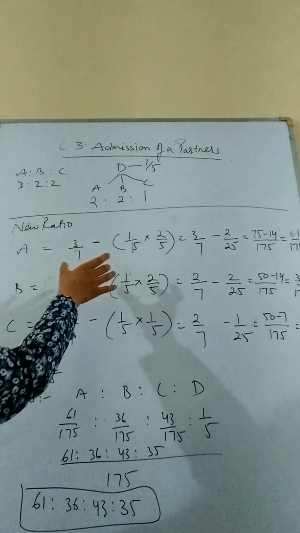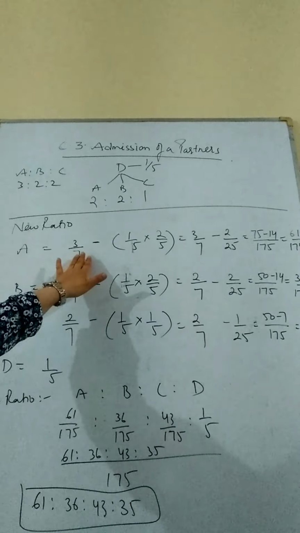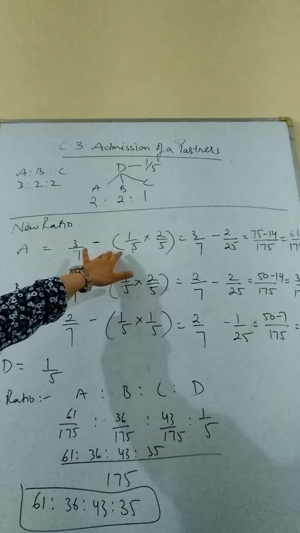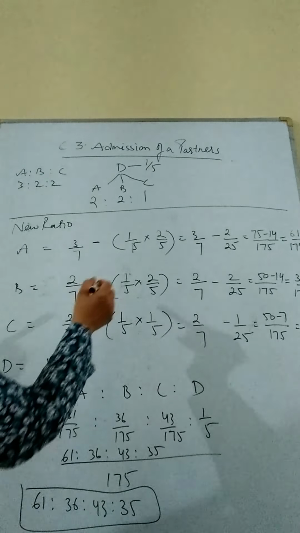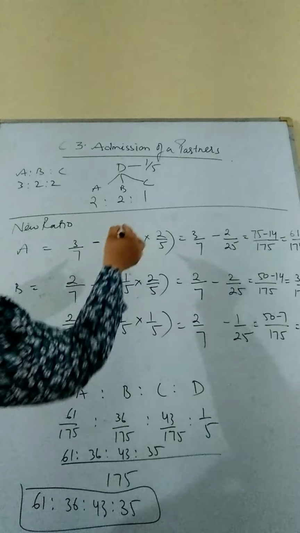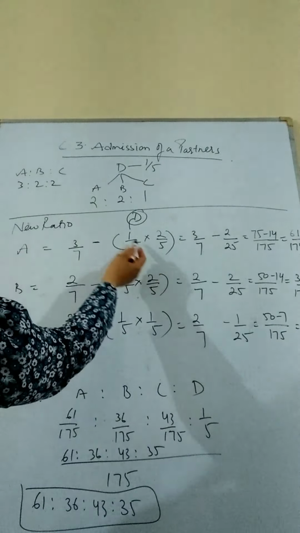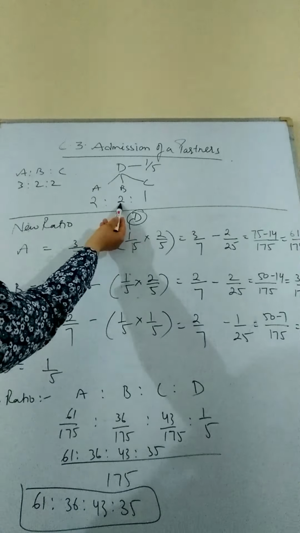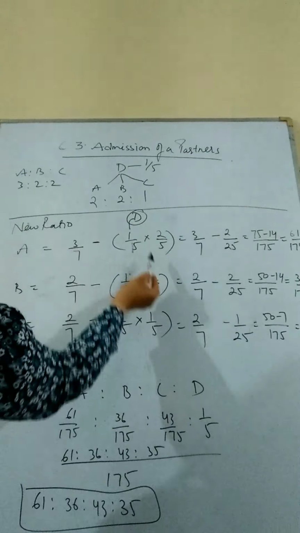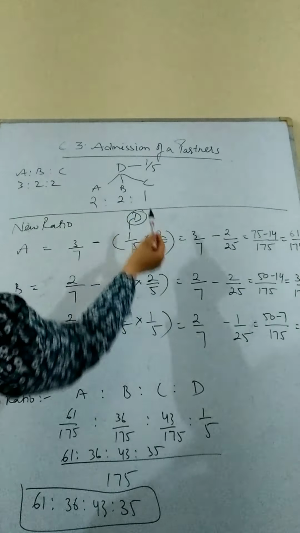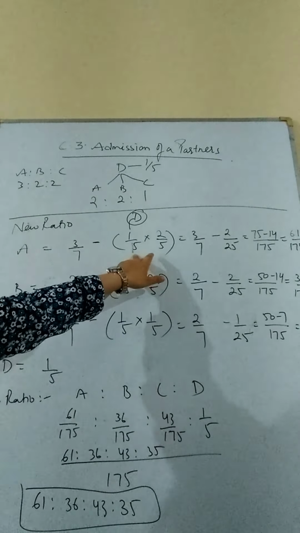Now, for the calculation of A, B and C's new ratio, whatever A has given, we will calculate what amount of share he has given. 1/5 is the share of D, which he acquires in which ratio? 2 plus 2 plus 1 is 5, so 2/5 from A, again 2/5 from B and 1/5 from C. So what I have done, the ratio is converted into fraction.